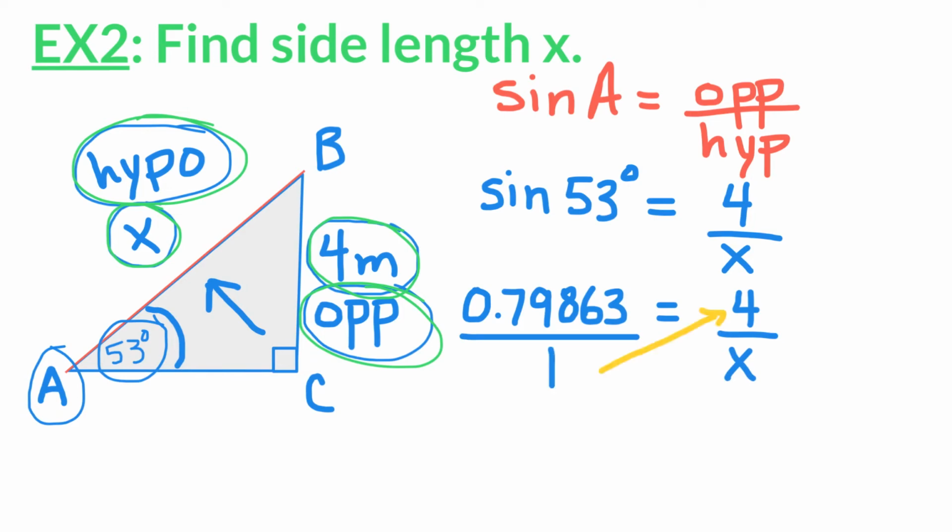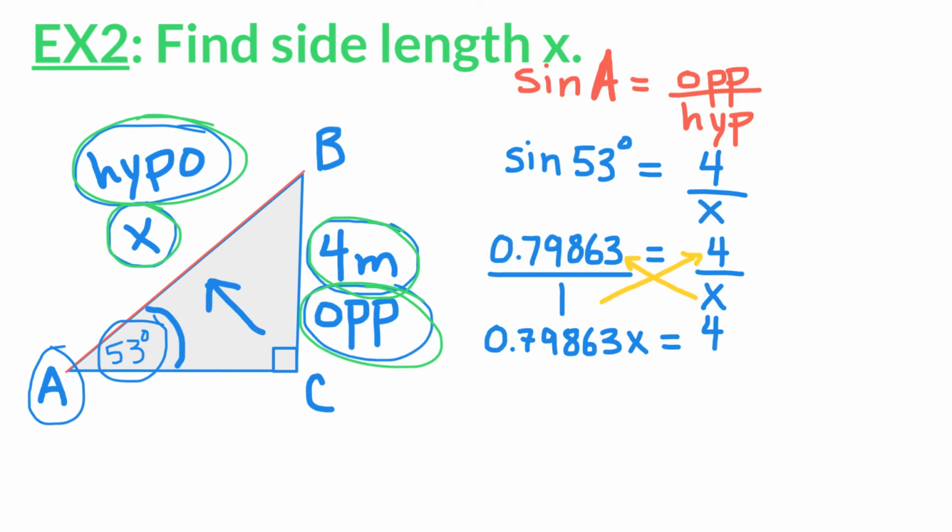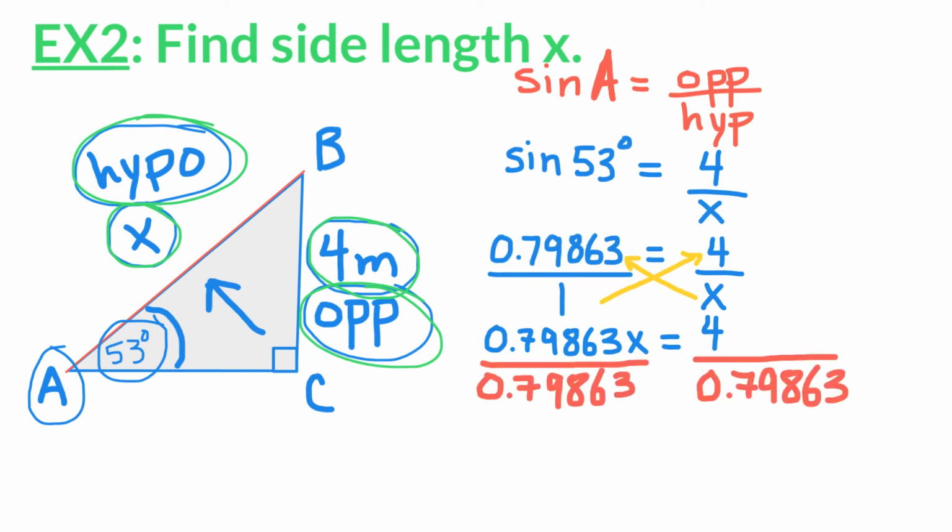Now we can cross multiply. We end up with 0.79863x equals 4. Now we divide by the number in front of x for both sides. After dividing the number from both sides, therefore x equals 5.